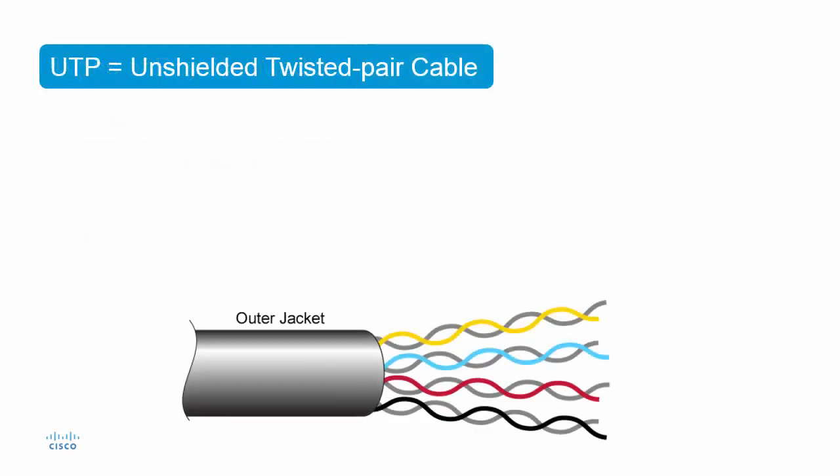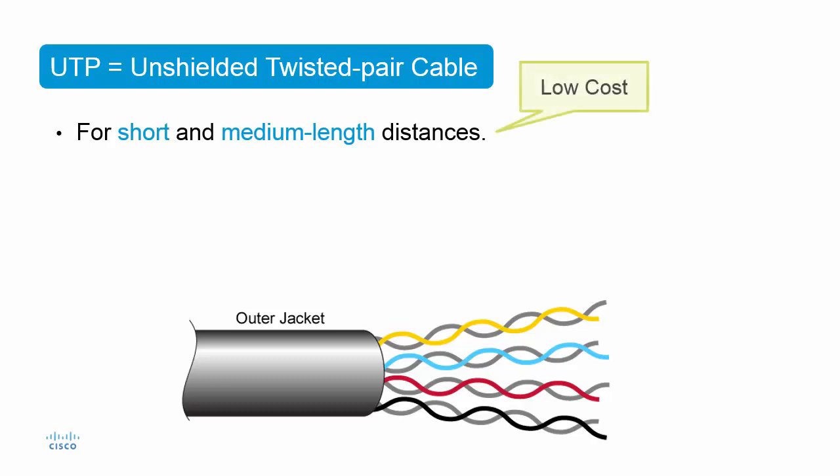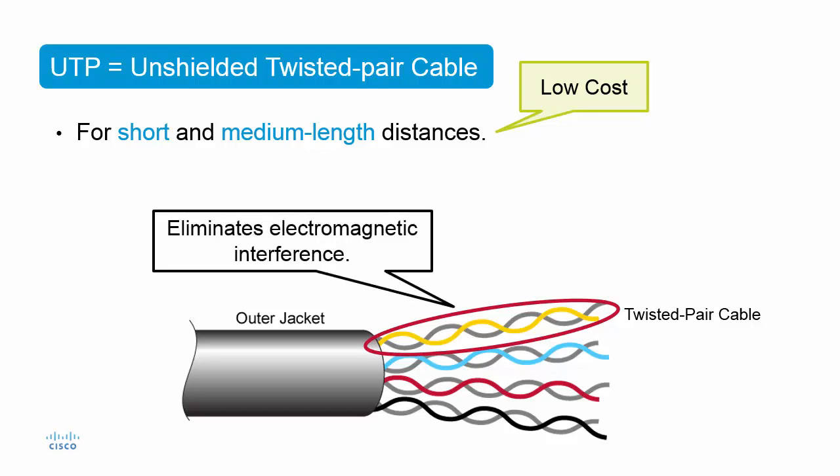You've most certainly already seen a UTP, or unshielded twisted pair, cable. Most Ethernet networks use UTP copper cabling for short and medium length distances because of its low cost when compared to fiber optic cables. Twisted pair cabling is a type of wiring in which two conductors, meaning the forward and return conductors of a single circuit, are twisted together, which eliminates electromagnetic interference from external sources.